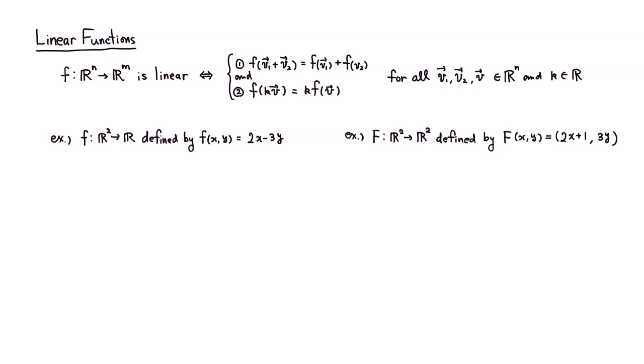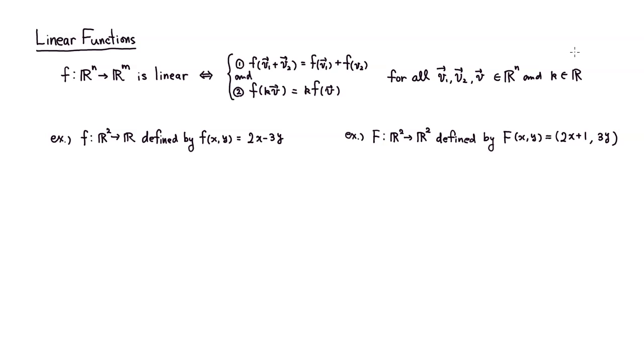All right, let's look at linear functions. So here's the definition. A function f from Rn to Rm is called linear if two conditions hold. First one, f of v1 plus v2 is equal to f of v1 plus f of v2. So you basically can apply f to each one and then add them up later. And f of k times v, you can pull out the k, so it's k times f of v, for all vectors v1, v2, v, and a scalar value k.